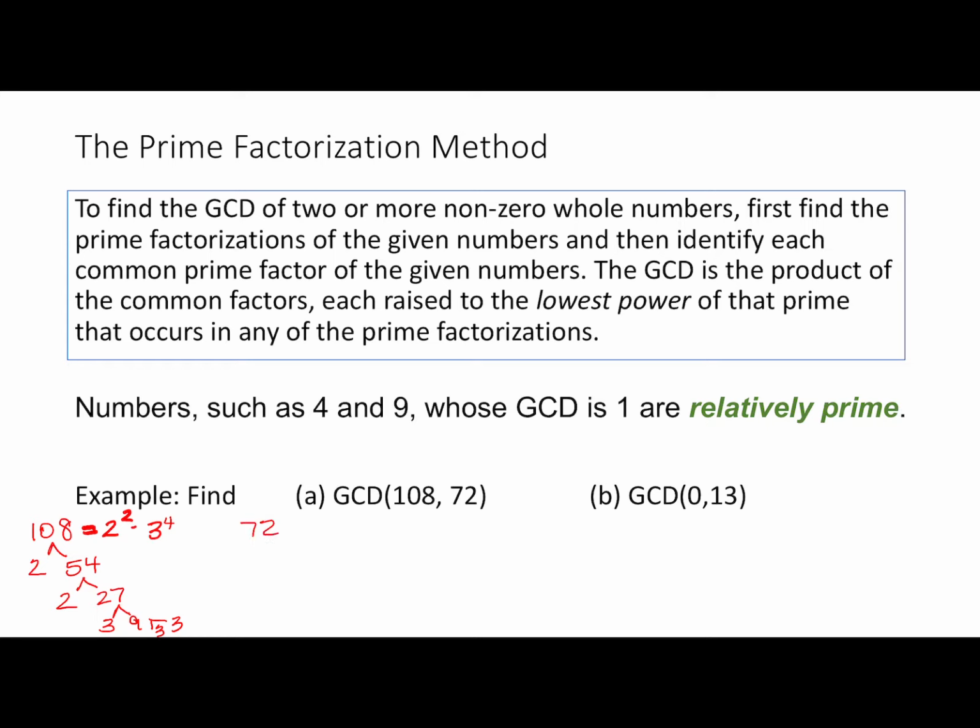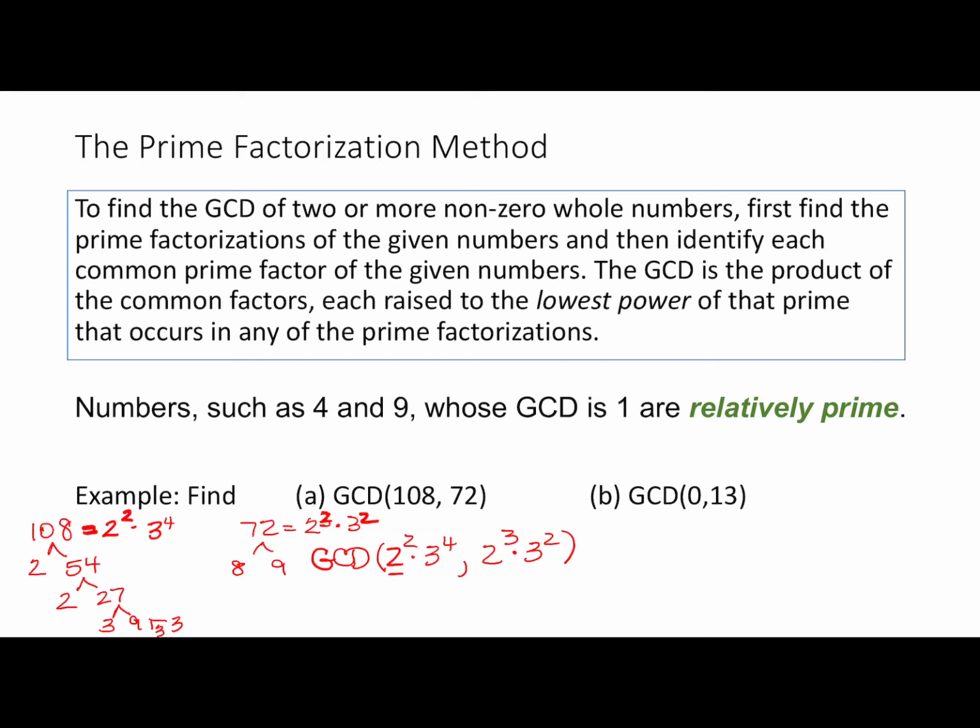What about 72? 72 is 8 times 9. And I know that 8 is 2 cubed and 9 is 3 squared. So I'm not even going to write that out. I'm just going to say I have 2 cubed times 3 squared. So let me rewrite this as the GCD of 2 squared times 3 to the 4th and 2 cubed times 3 squared. Now what we're going to do is look for any common divisors in both of these prime factorizations.